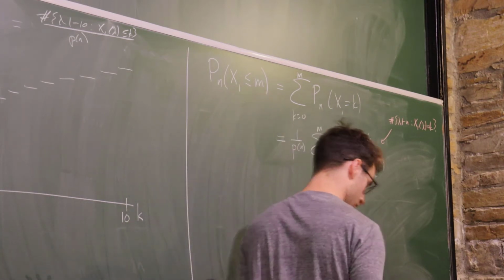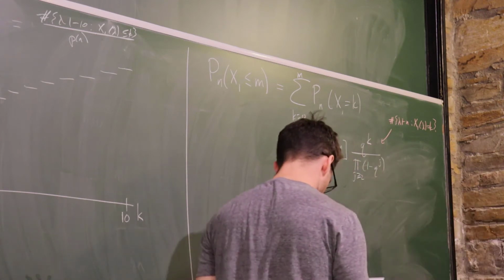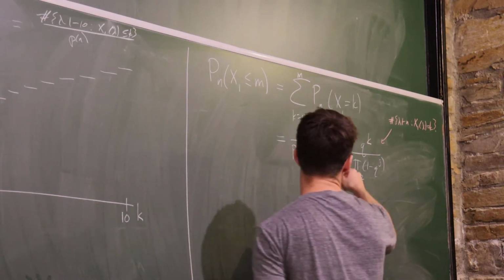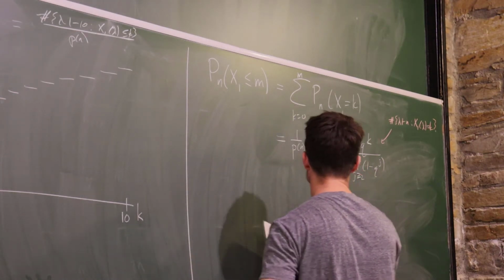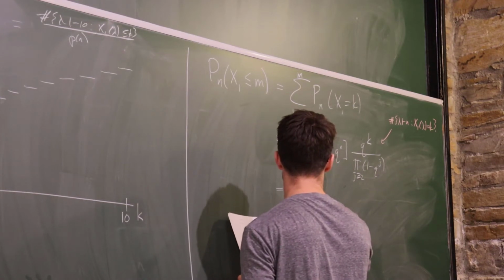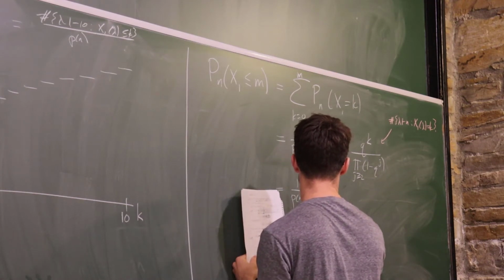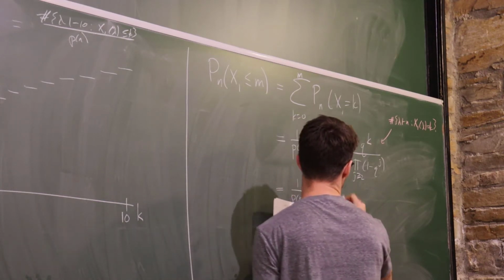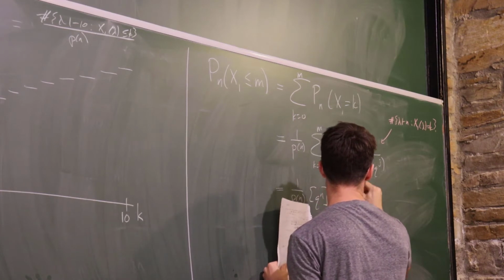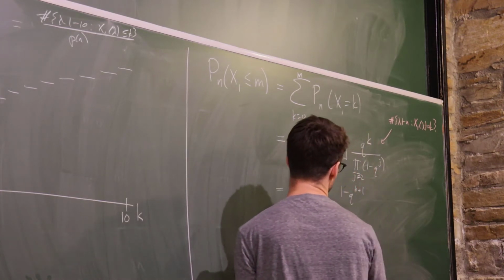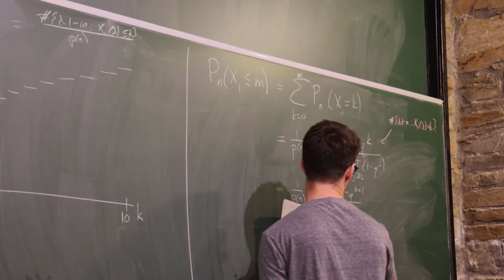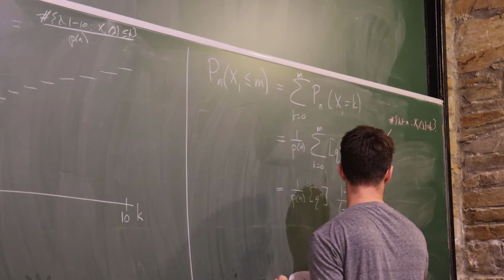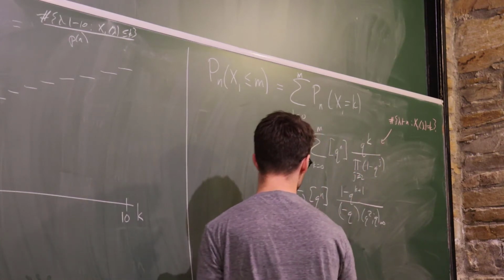And you can mess with this product a little bit. You can add up the geometric series here. And so what you will get is 1 minus q to the k plus 1 over 1 minus q times this guy. And you can combine those.